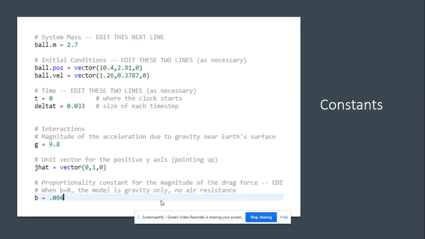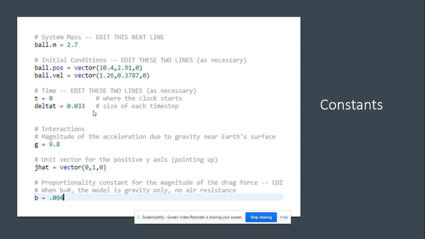The constants in this situation are the mass of the ball, which is 2.7 grams, the starting position, which was 10.4 centimeters in the x direction and 2.91 centimeters in the y direction, and the velocity of the ball at the beginning, which is 1.26 meters per second in the x direction and 0.3787 meters per second upward in the y direction. We have a delta t of 0.033 seconds per every loop.